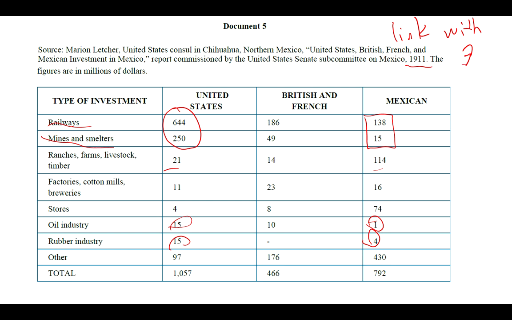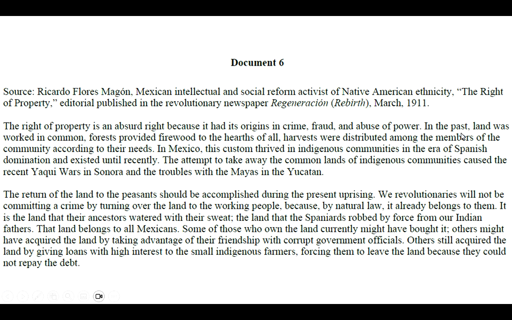You got to link the documents. It's faster anyway. All right, document 6. Hit pause and read it. So we've got a social reform activist, 1911. It's called The Right of Property. And he calls the right of property an absurd right. In the past, land was worked in common.